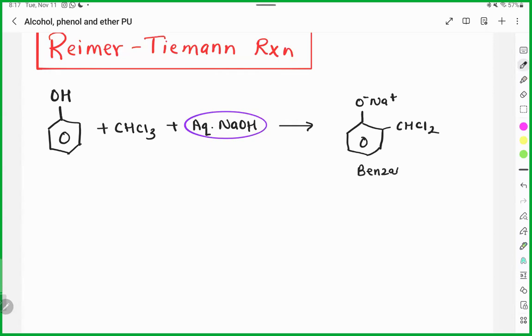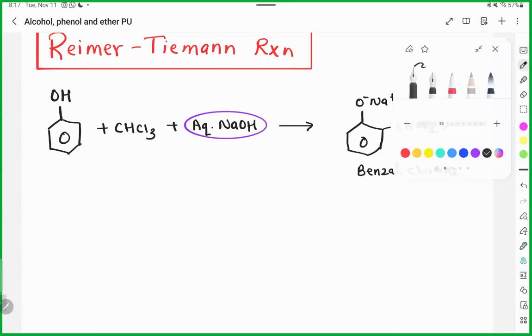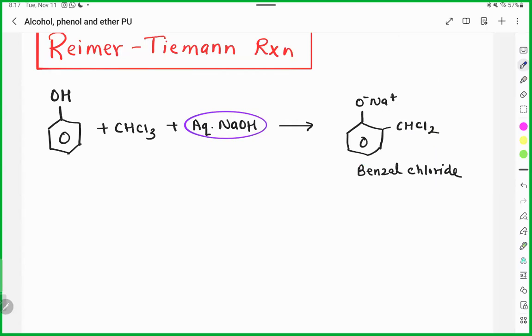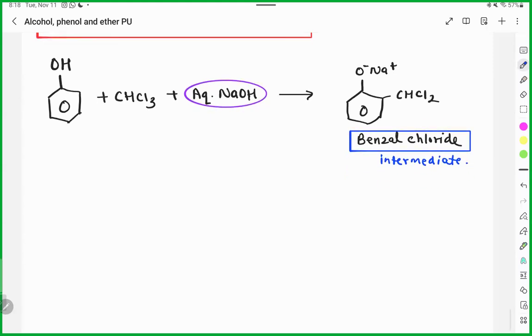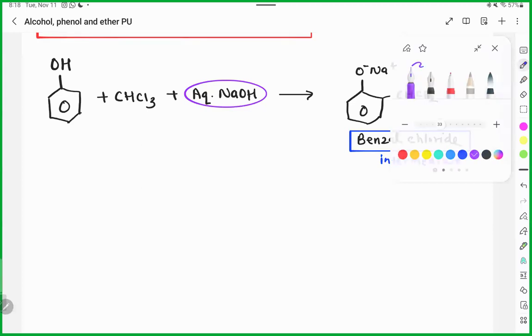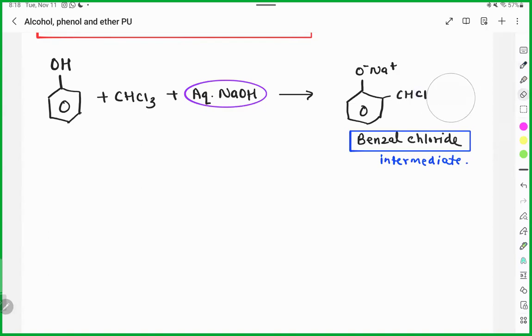So you have benzyl chloride. A question can be asked: benzyl chloride is formed in which reaction? Reimer-Tiemann. What is the intermediate in Reimer-Tiemann? Benzyl chloride. What happened because of the water? Let me show you what happened along with the water. Here you have two chlorine, one chlorine, second chlorine.